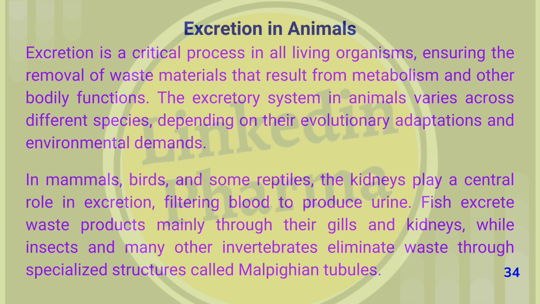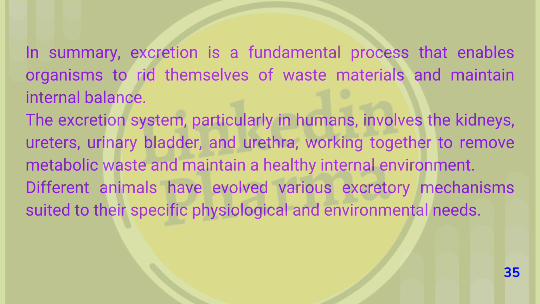Fish excrete waste products mainly through their gills and kidneys, while insects and many other invertebrates eliminate waste through specialized structures called Malpighian tubules. In summary, excretion is a fundamental process that enables organisms to rid themselves of waste materials and maintain internal balance. The excretion system, particularly in humans, involves the kidneys, ureters, urinary bladder, and urethra, working together to remove metabolic waste and maintain a healthy internal environment. Different animals have evolved various excretory mechanisms suited to their specific physiological and environmental needs.